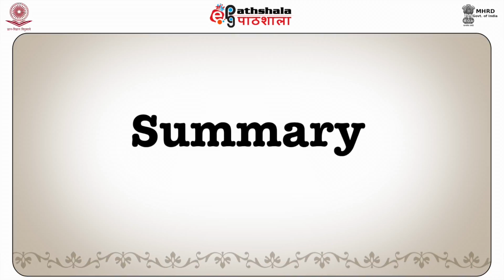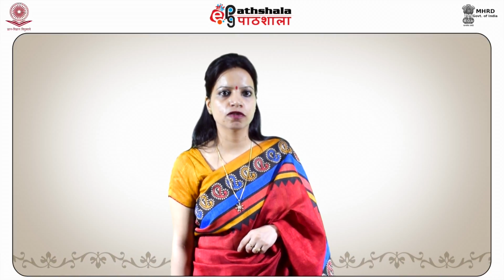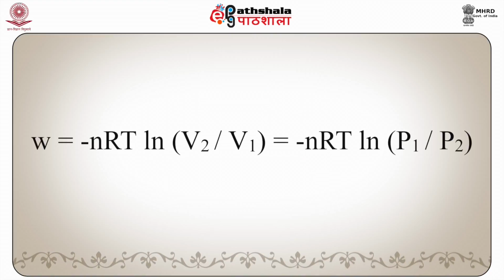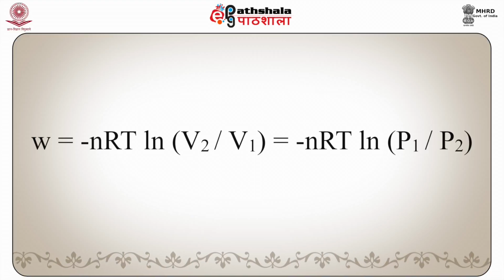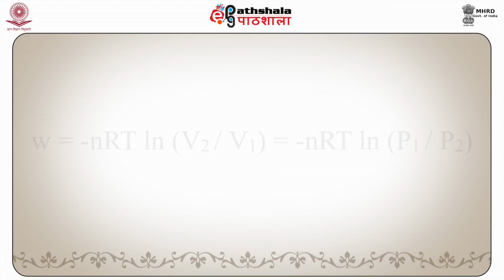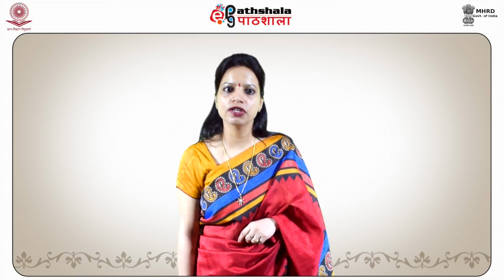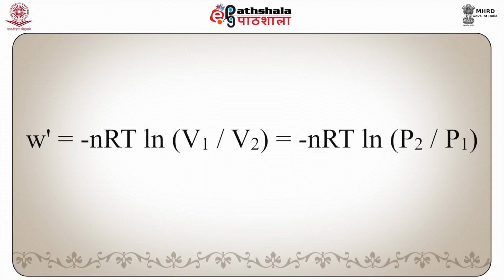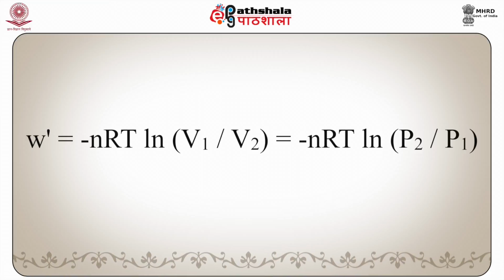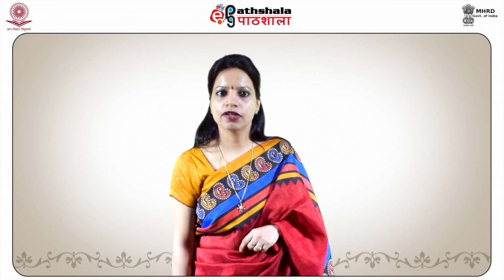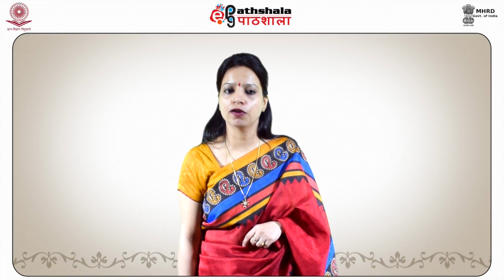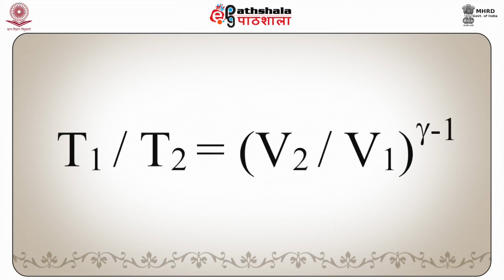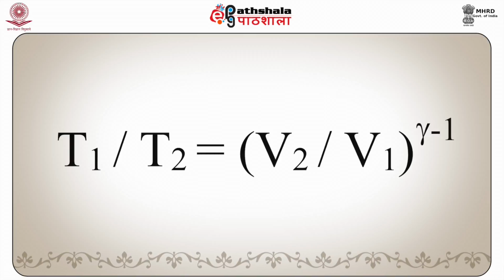Summary. Work done by an ideal gas in case of isothermal expansion is given by W is equal to minus nRT ln V2 by V1 or minus nRT ln P1 by P2. While in case of isothermal compression, it is W dash is equal to minus nRT ln V1 by V2 is equal to minus nRT ln P2 by P1. The relation between temperature and respective volume in reversible adiabatic expansion is given by T1 by T2 equal to (V2 by V1) to the power gamma minus 1.